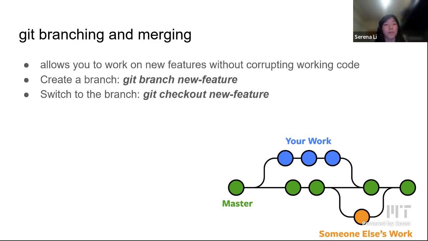The way you create a branch is just saying git branch and the name of your branch, which here is new feature. And then to switch to your branch, you say git checkout new feature. And we'll show all these commands in our Git demo later, which Andy will be running.